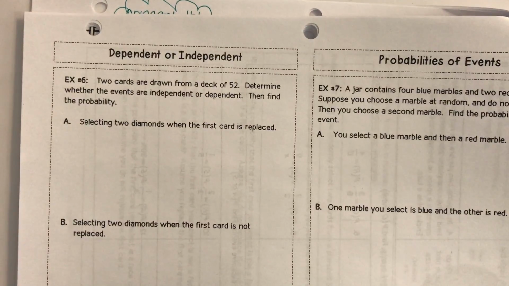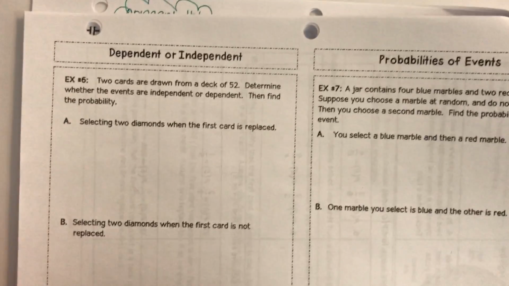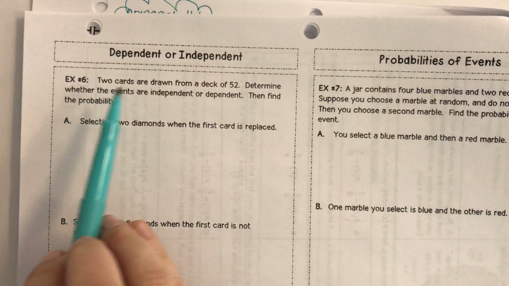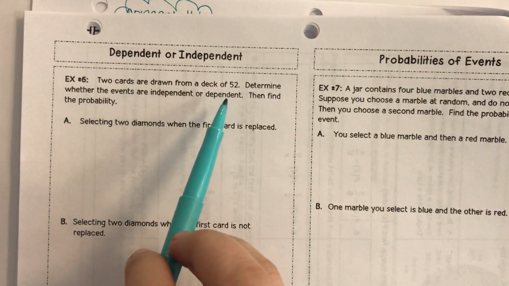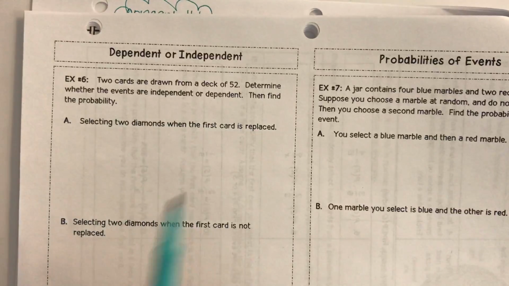Okay, our last example in this video series, I guess it's not just one video, there's a couple videos, is finding probabilities of dependent and independent events. So first we have to figure out if they're dependent or independent, and then we'll find their probabilities, okay? Two cards are drawn from a deck of 52. Determine whether the events are independent or dependent, then find the probability.